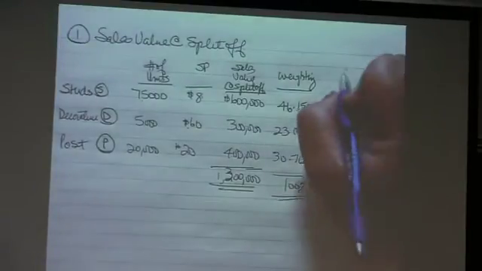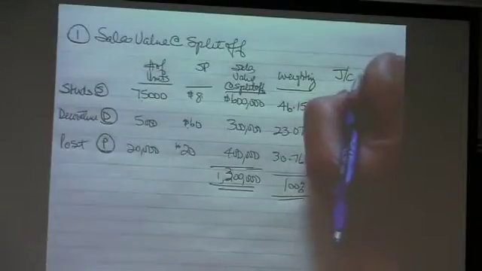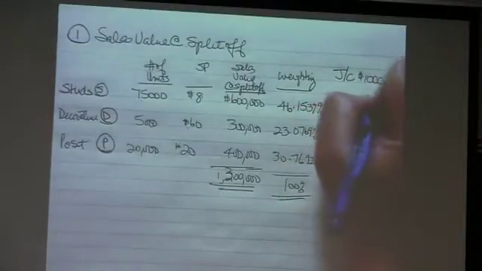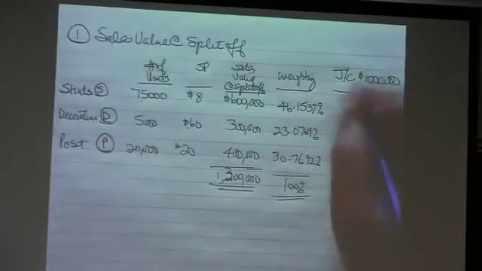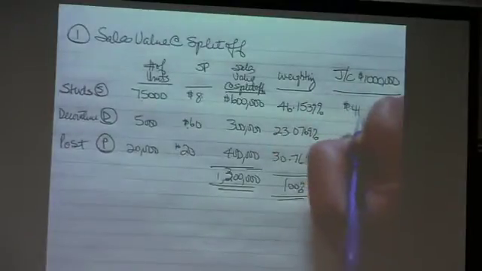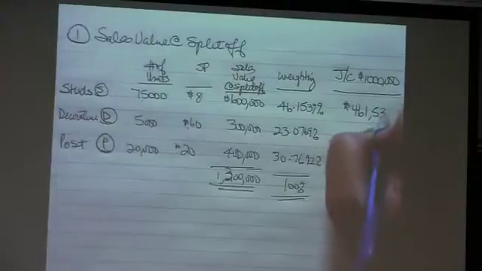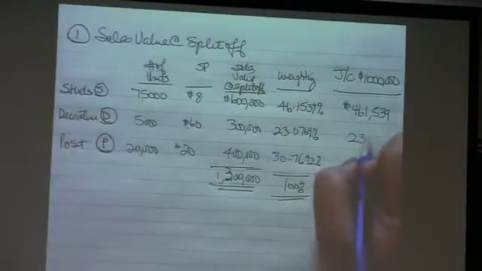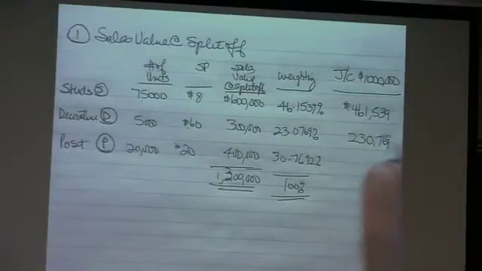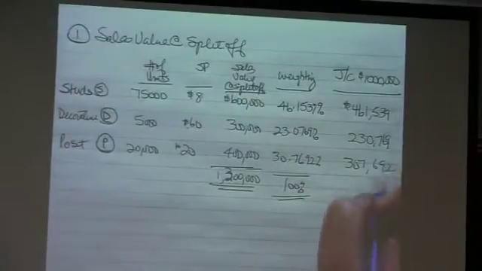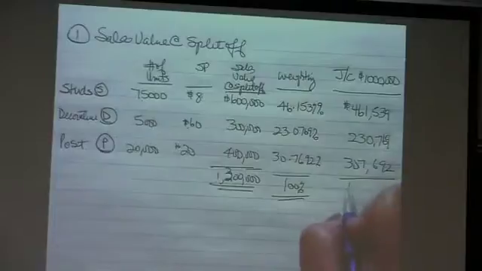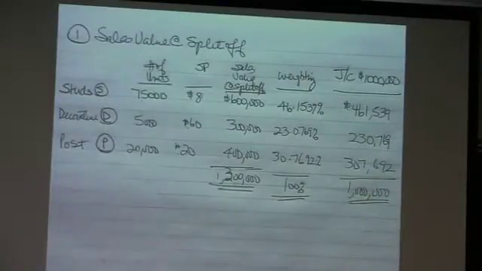So joint cost, so JC of 1 million, sorry, is going to be allocated based on this joint cost. So 461,539, 230,769, and 307,692. So that's how we do it, a sales value at the split off point.